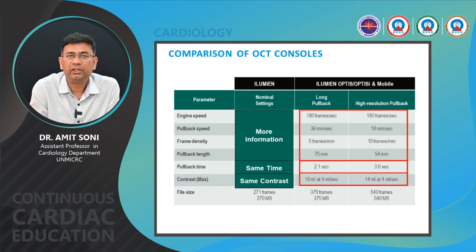So the Illumin Optis system gives you more information in that it has more frames per second and more pullback speed. Frame density is more compared with the Illumin system, and pullback length is also more as compared to the Illumin system, while it is taking almost the same time as the Illumin system, that takes 2.7 seconds, and in Illumin Optis it is around 2.1, and high resolution pullback takes a little more, 3 seconds. And the contrast volume is almost the same.